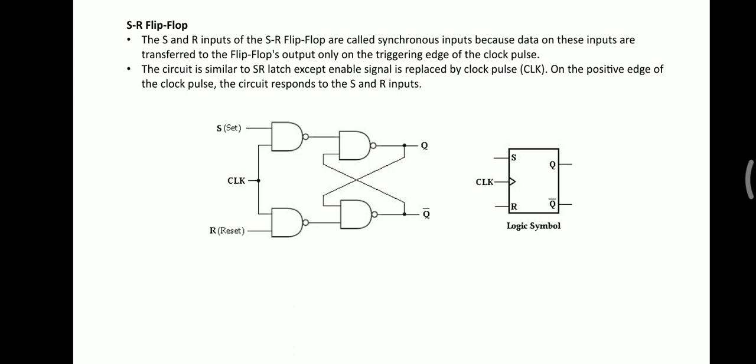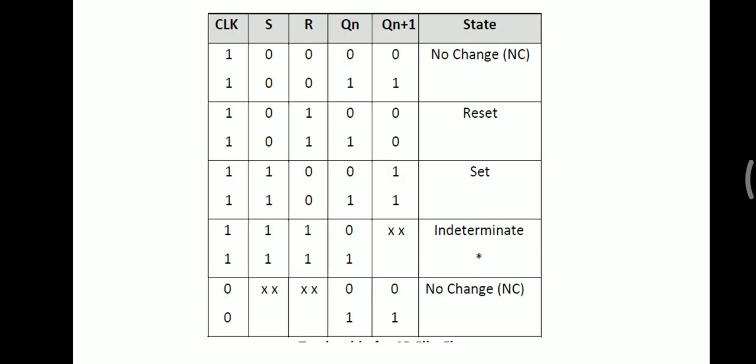So this is the general logic diagram of the SR flip-flop, and the logic symbol of the SR flip-flop is shown. So this is the truth table of the SR flip-flop. Okay, so here when both the S and R inputs are 0, it has no change state. When S and R are 0 and 1, the flip-flop will be reset. If S and R are 1 and 0, then the flip-flop will be set.